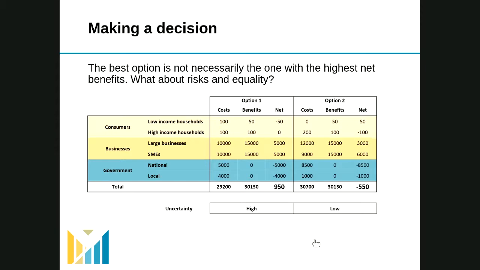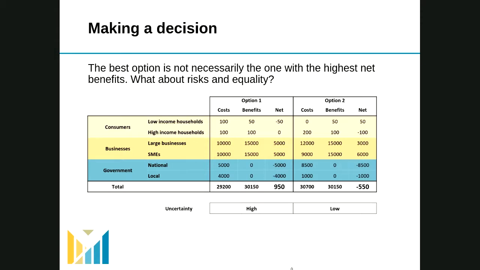So I'll move on to making a decision. The best option is not necessarily the one with the highest net benefits, because we might care about risks and equality. So for example, in this example, I've made option one have 950 in net benefits, and option two has minus 550. But we see that high income households have a net zero, but low income households actually have a negative net 50. So maybe we don't like option one as much because it has a negative impact on low income households. And also, if we look at the size of these costs and benefits, they're quite large relative to our net benefits. So if there's lots of uncertainty around this number, this 950 and minus 550 aren't that different anyway, because we expect that there's a lot of uncertainty and risk. So we don't necessarily need to always decide on the option that has the highest net benefits, because there might be some other factors that we want to consider.